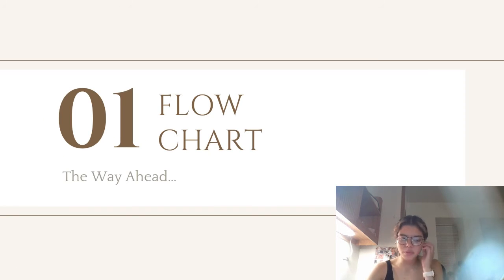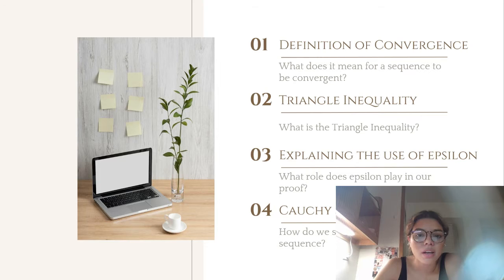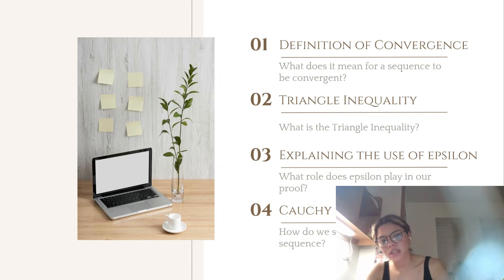So, the first step that we are going to make along our proof journey is we're going to map out our steps through a flowchart. The first step is to identify our knows in our show. One of our knows is the definition of convergence. What does it mean for a sequence to be convergent? That's what we want to put out on the table and begin to use as a puzzle piece for our proof. The second know is the triangle inequality.